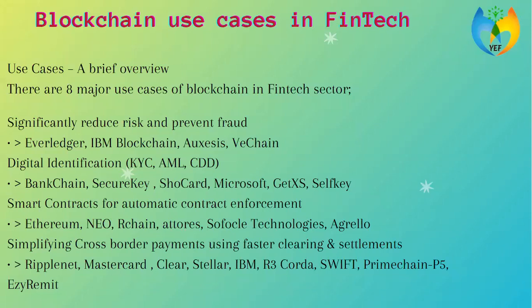So what is the use of blockchain in fintech? There are eight major use cases of blockchain in the fintech sector. It significantly reduces risk and prevents fraud, for example, Everledger, IBM Blockchain, Oxus, VChain, and so on. Digital identification like KYC, AML, and CDD. Smart contracts for automatic contract enforcement: Ethereum, Neo, Archain, Address, and so on. Simplifying cross-border payments using faster clearing and settlements, like RippleNet, MasterCard, Clear, Stellar, IBM, and so on.